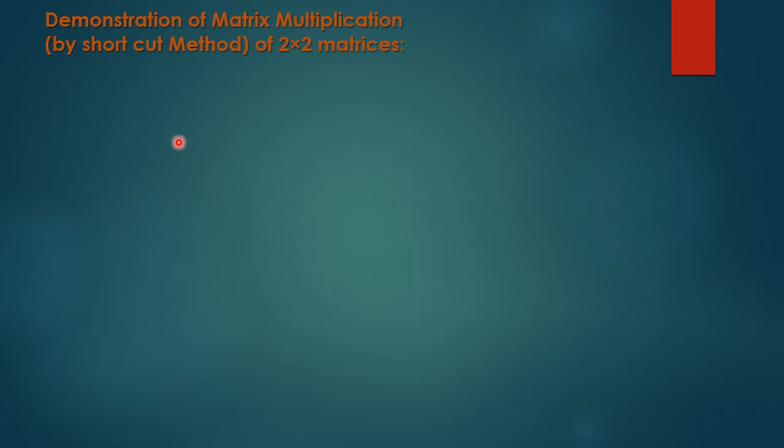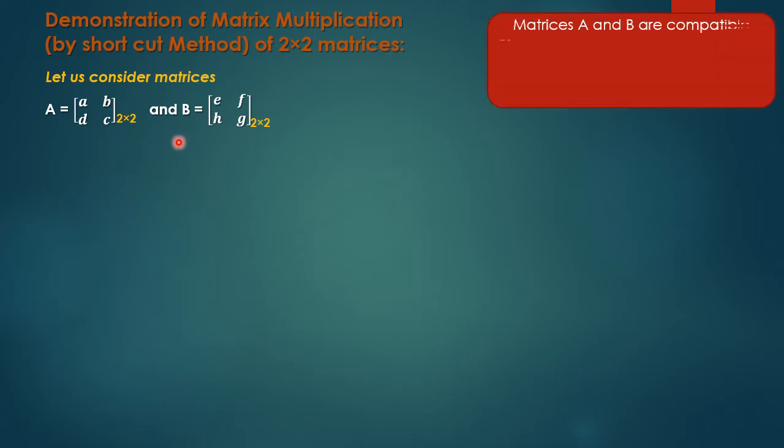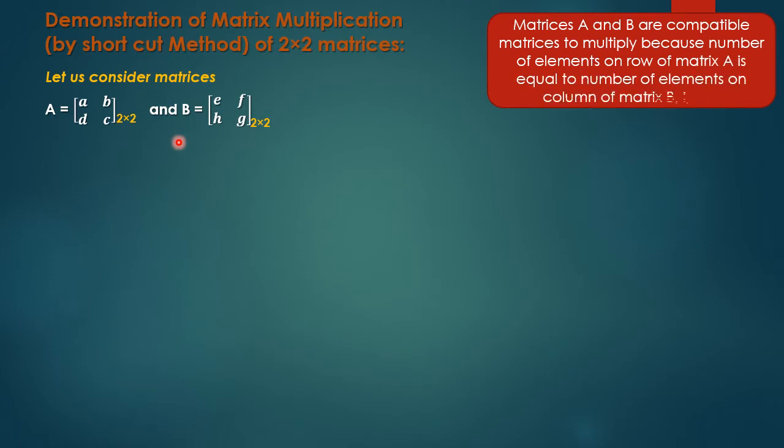Both matrices, A and B, will be 2 cross 2. Let's consider the matrices. You can see both matrices will be of order 2 cross 2. So are they compatible or not? Let's see. Matrices A and B are compatible for multiplication because the number of elements in a row of matrix A is equal to the number of elements in a column of matrix B, that is 2. You can see there are 2 elements in the row of matrix A and 2 elements in the column of matrix B. So they are compatible for multiplication.